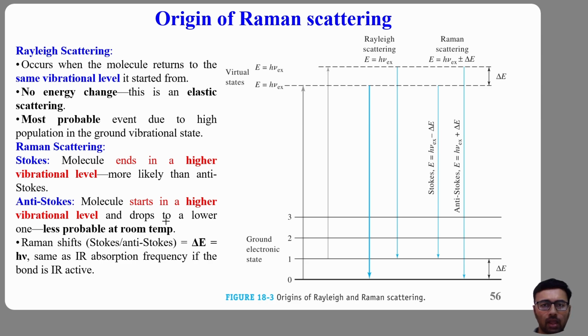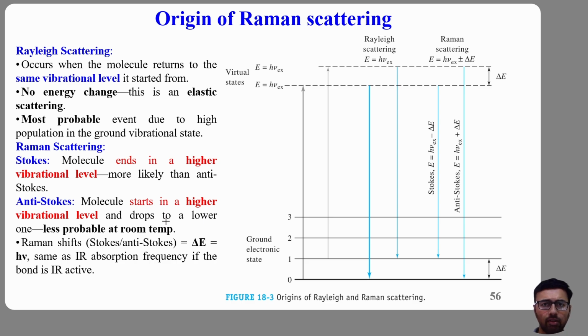Notice something remarkable. The vibrational energy spacing measured in Raman spectroscopy is identical to the vibrational spacing measured in infrared spectroscopy. The molecular vibrations themselves are the same, only the interaction mechanism differs. In Raman spectroscopy, we rarely focus on absolute photon energy. Instead, we focus on Raman shift, usually measured in inverse centimeters. The Raman shift directly corresponds to molecular vibrational frequencies, making interpretation intuitive and comparable to IR spectroscopy.